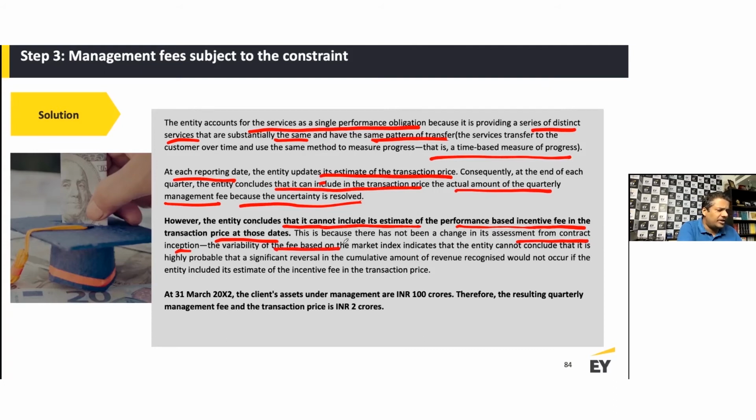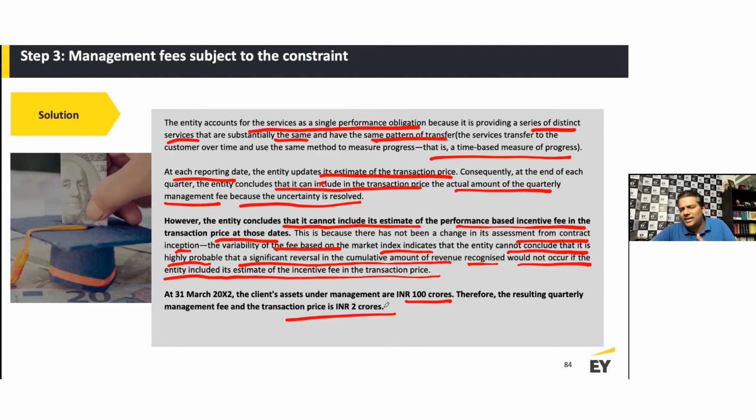The variability of the fee based on the market index indicates the entity cannot conclude that it is highly probable that a significant reversal in the cumulative amount of revenue recognized would not occur if the entity included its estimate of the incentive fee in the transaction price. That means on 100 crore, how much is my revenue on an ongoing basis? It is 2 crore.